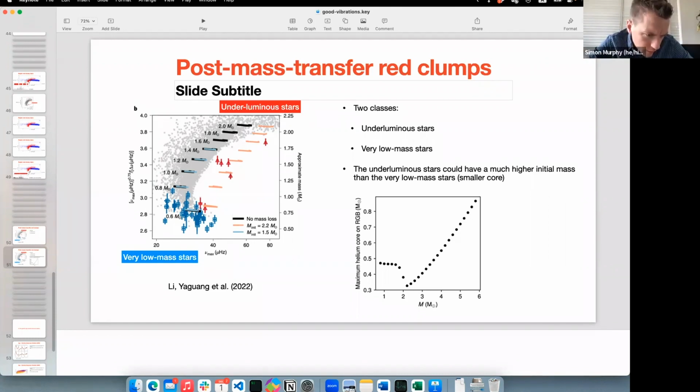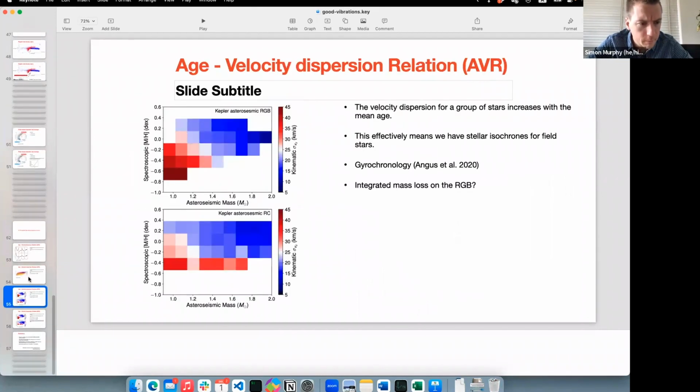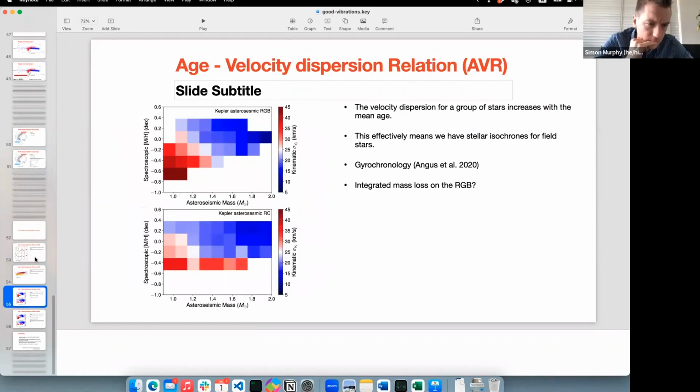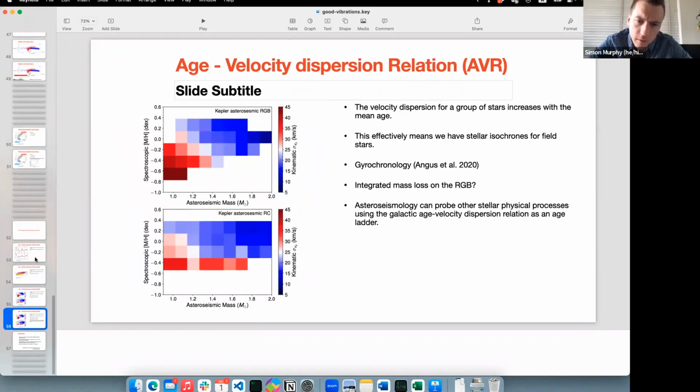Yaguang, could you go to the slide with the age velocity dispersion relations? Yes. You're one, two slides down from here. Okay. Yeah, this one. So you're finding an overall shift between the red clump and the red giant branch.